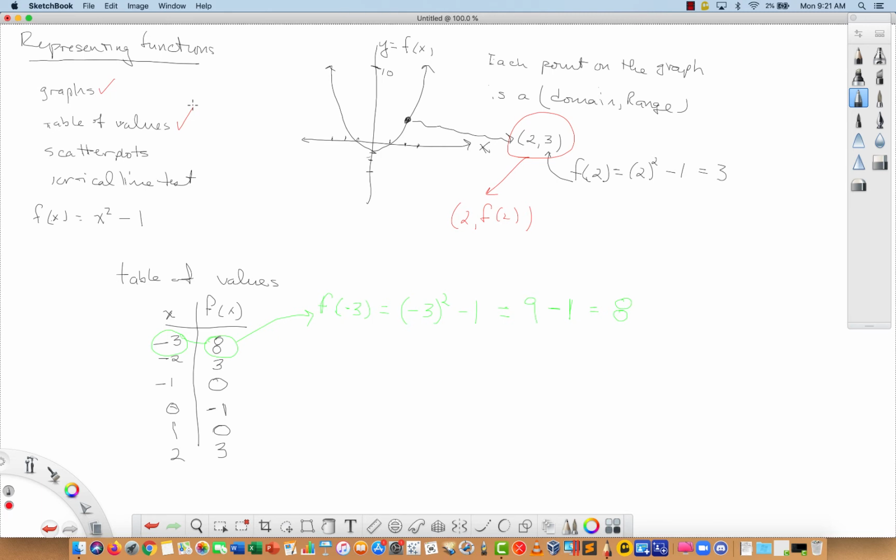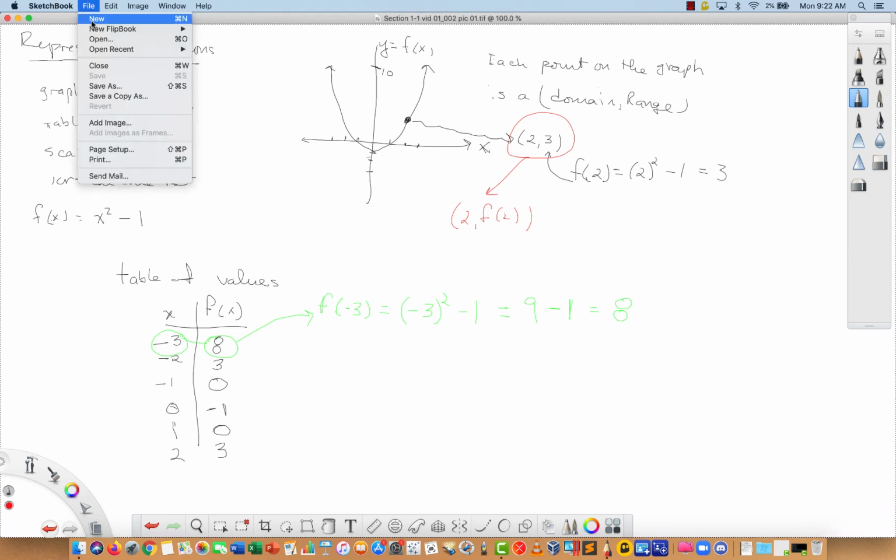Which brings us to something called a scatter plot. So exactly what is going on with scatter plots? All right, so let's go to a new sheet here. All right, so we want to talk about what a scatter plot is.